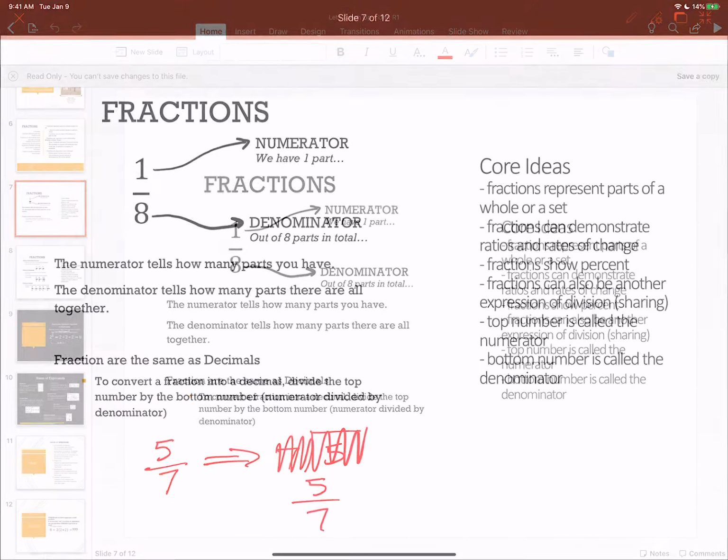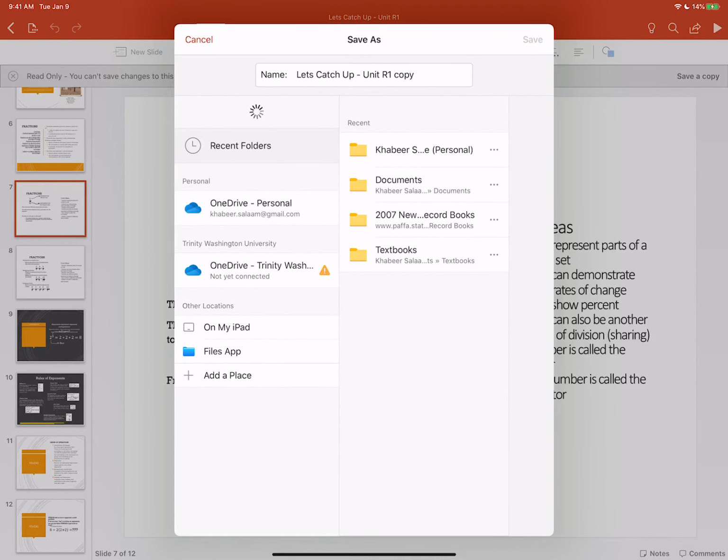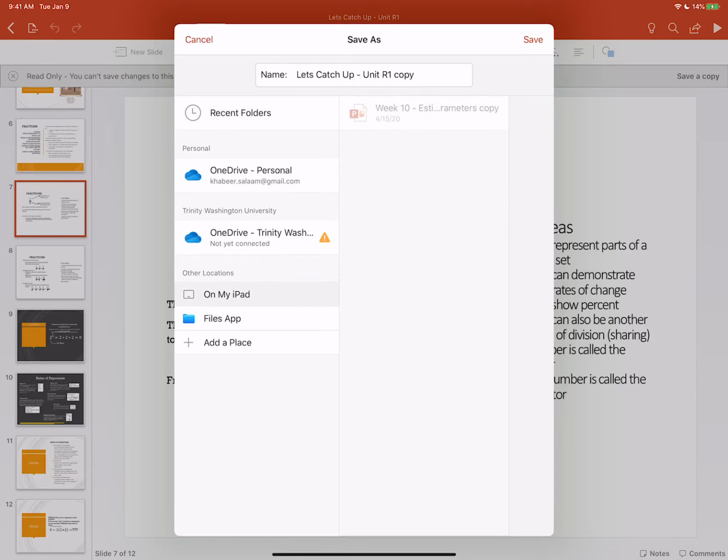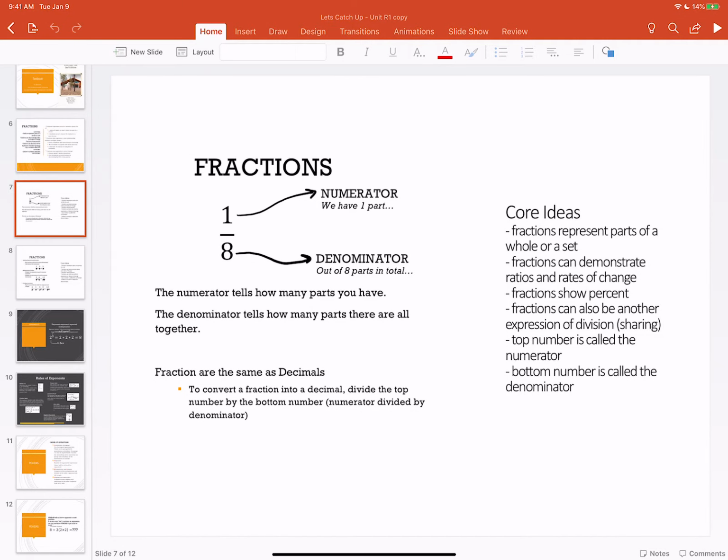Hold on 1 second, because I think I need to do this because it wasn't saving. Here we go.